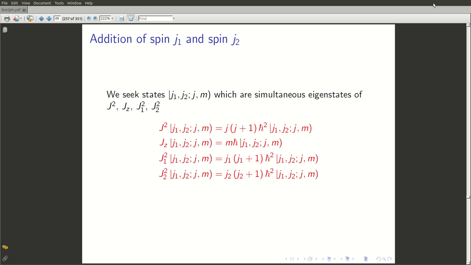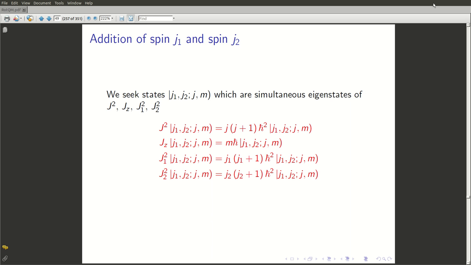square eigenstate with eigenvalue j1(j1+1)ħ², and a similar statement can be made about every state of system 2 or system B. Of course, that doesn't mean that each of these subsystems has only one state. For this given value of j1, for example, the J1z eigenvalue m1 can take 2j1+1 values, namely from -j1 all the way up to +j1, and a similar statement can be made about the subsystem B. It has 2j2+1 independent states.